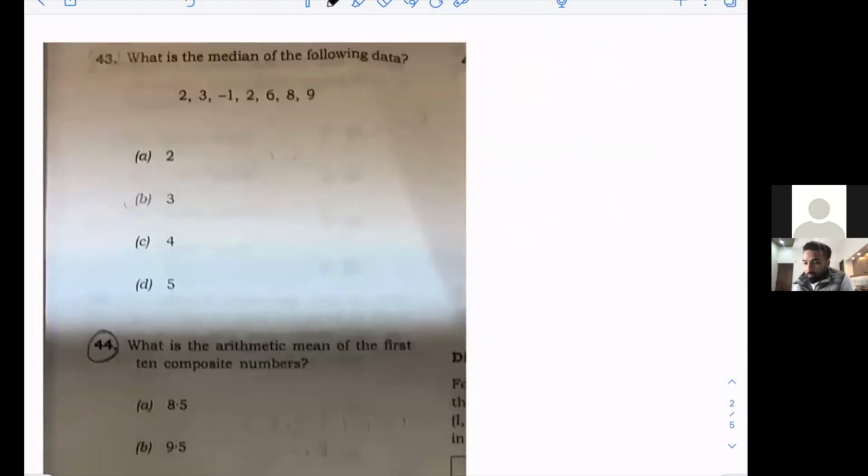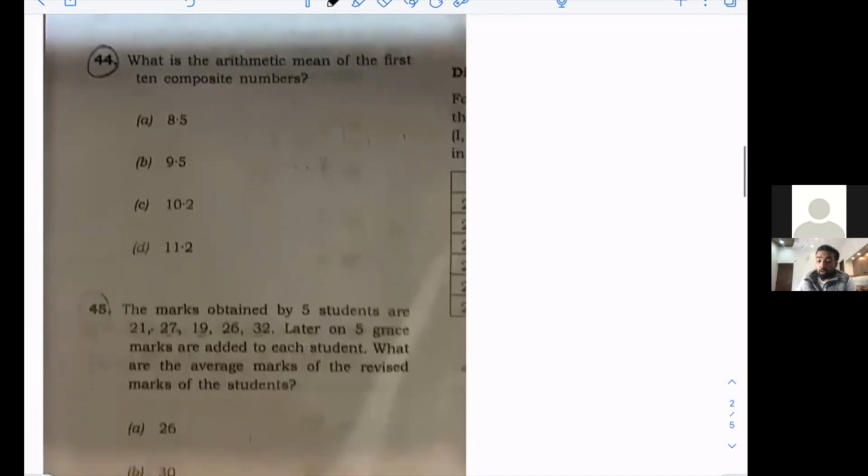What is the median of the following data? Very simple question. -1, 2. What do we do with this? We write it down in terms of ascending numbers. Now, how many numbers are there? One, two, three, four, five, six, seven. What is the middle number of seven? Fourth, which is three. Answer done.